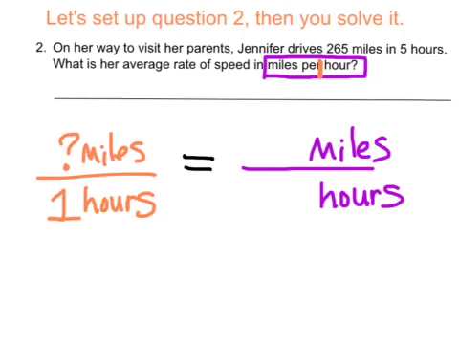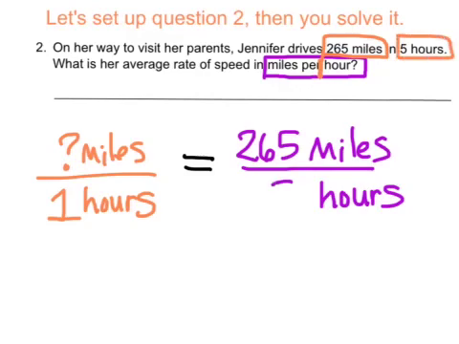Now when we go back and read our question, we're going to find the numbers that match miles and the number that matches hours. Jennifer drives 265 miles. So I'm going to put 265 by the miles. And 5 hours. So I'm going to put 5 on the bottom next to hours.